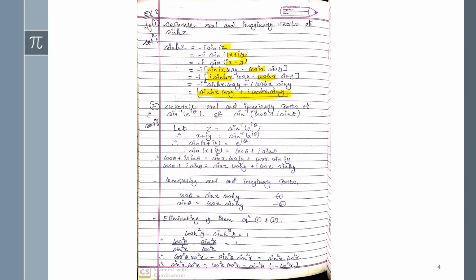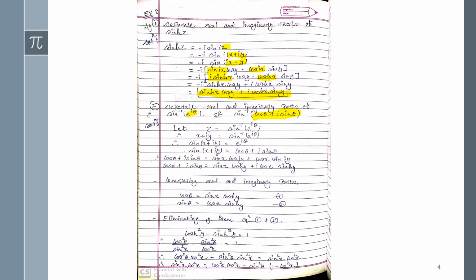Okay, now second example: separate real and imaginary parts of the function sine inverse of e raised to i theta, and this e raised to i theta is nothing but cos theta plus i sin theta. Okay, this example is a little bit lengthy and a little tough, but ultimately it's just a simplification. So let's start with the example.